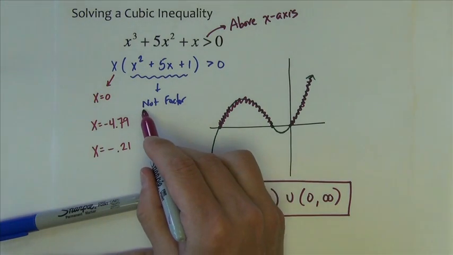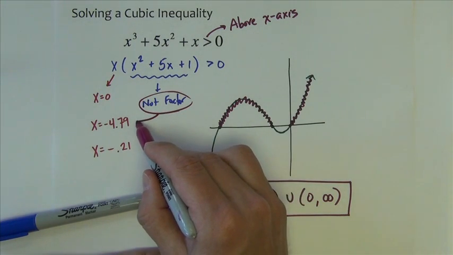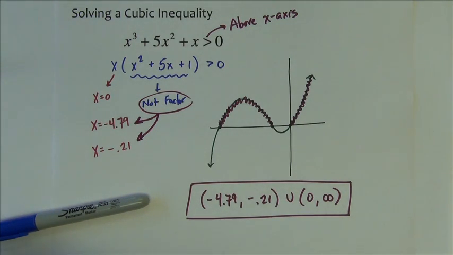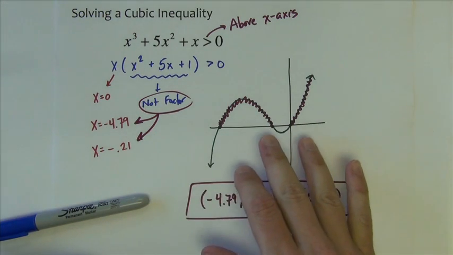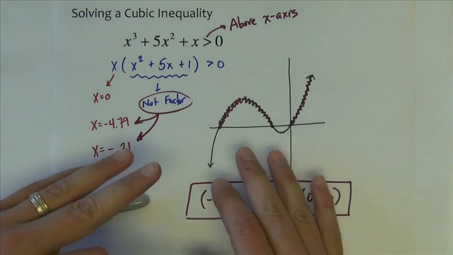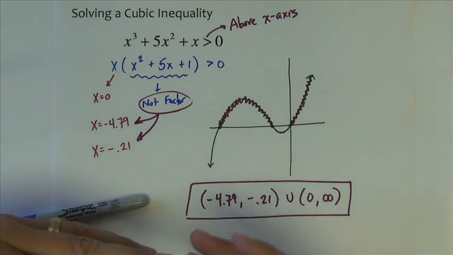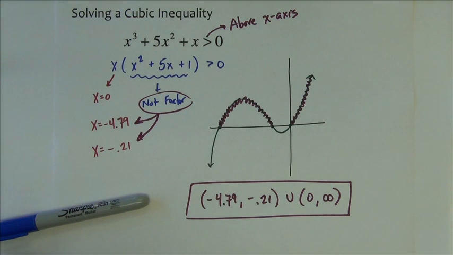So when factoring failed right here, I could still find these solutions. We just had to use the graphing calculator to find them. And then we would just kind of revert back to, let's look at the picture of the graph, see where is it above, below the x-axis. This particular problem we wanted above, and we got our solution sets from that.